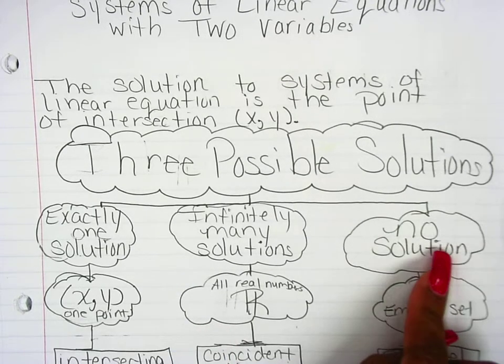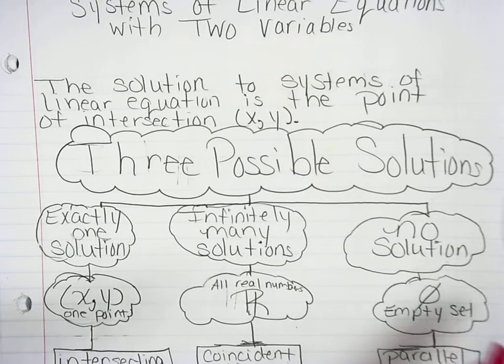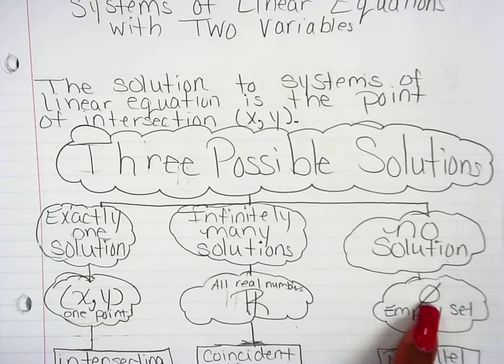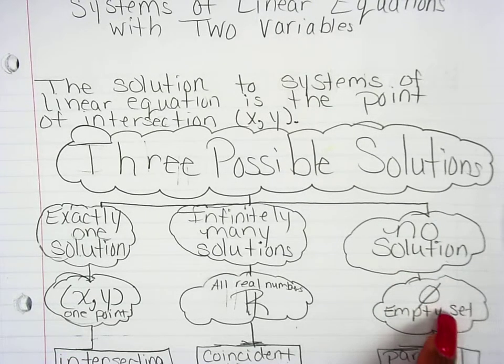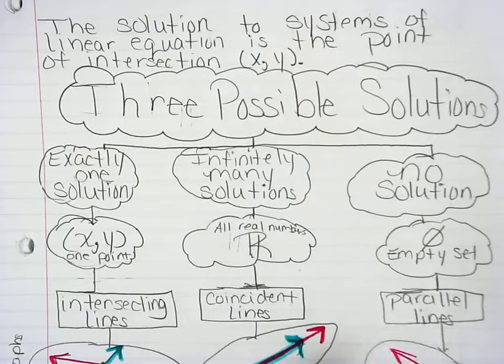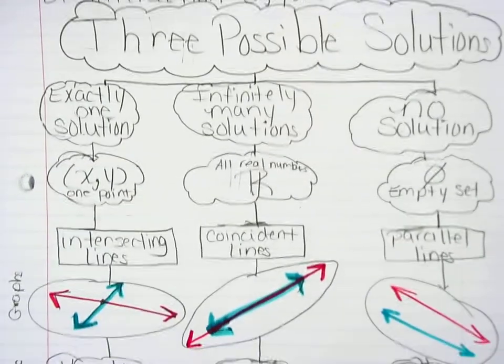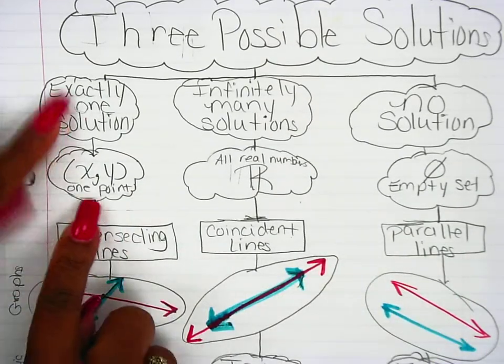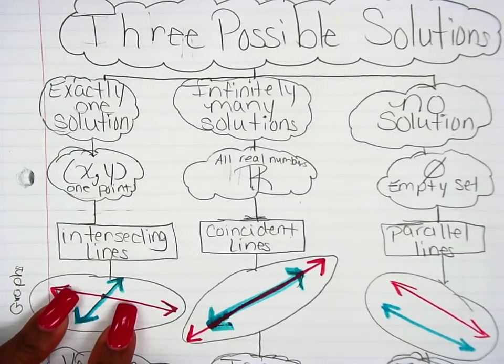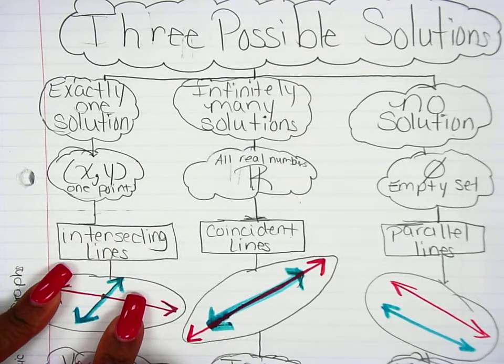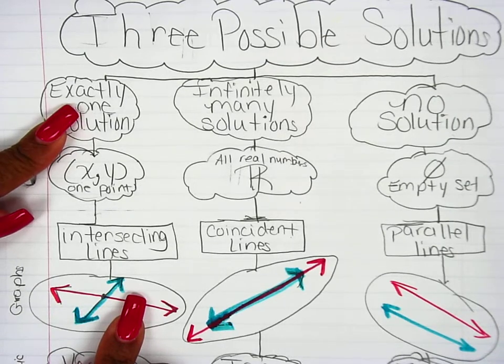Here you get no solution. It doesn't matter what you put, there will be no solution. It's the empty set. Okay, not zero, that's the empty set. It means nothing will work because there's no point of intersection, and the lines are parallel. If you graph the two equations and it's exactly one solution, you will get intersecting lines that look similar to this. As long as they intersect, it'll be exactly one solution, in one point.